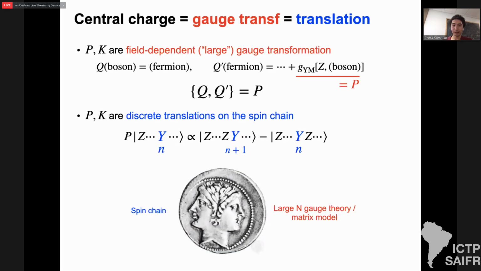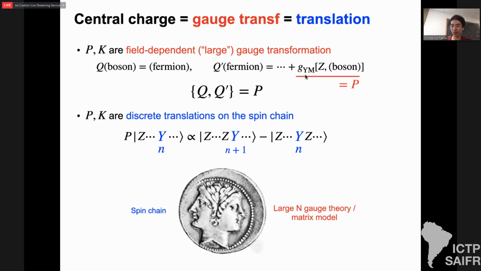So on the gauge theory side, it's actually very easy to understand what these P and Ks are. In order to do that, we just need to remind ourselves the basics of supersymmetry. Supersymmetry acting on a boson gives you a fermion. And if you take another supersymmetry generator and act it on the fermion, then you get several terms, but in particular, you get this term, which is given by the commutator between a complex scalar field and a boson. And this is precisely our P.